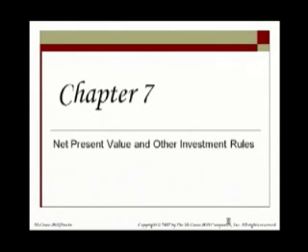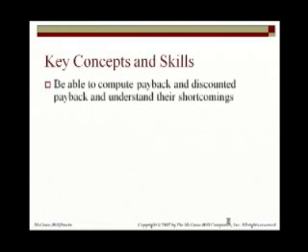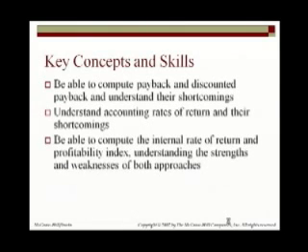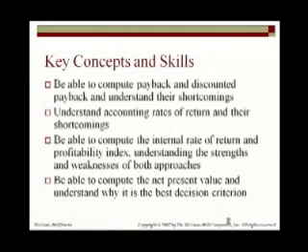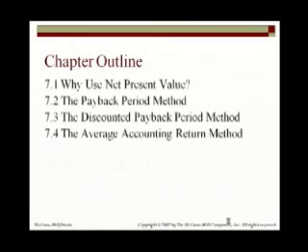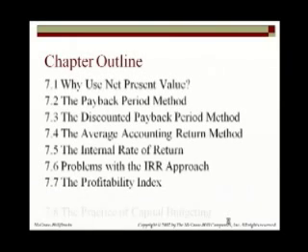And the point, just to get to the punchline, is that net present value is the decision rule that we prefer to use. So the key concepts: we will discuss payback and discounted payback and understand their shortcomings. We'll talk about accounting rate of return. We'll talk about the internal rate of return and the profitability index, and how to compute the net present value and understand why it's the best decision criteria. The chapter is outlined as shown here.